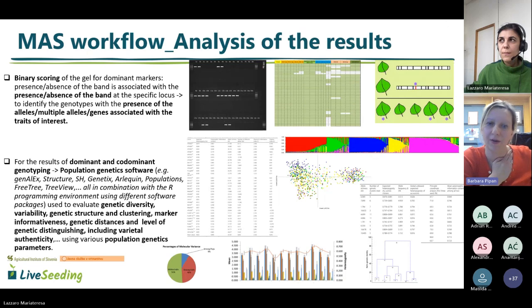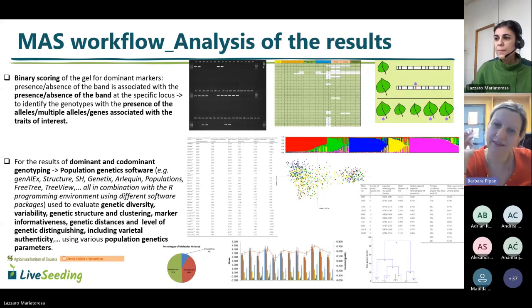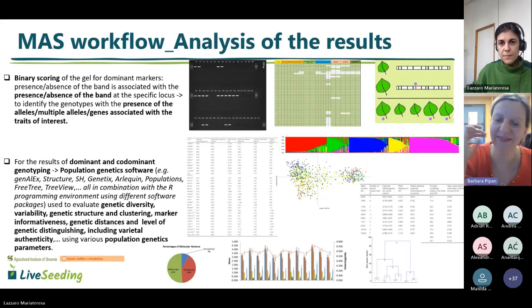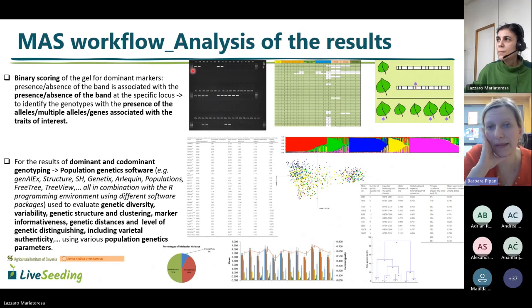Next slide, please. Okay, so now just a little bit more in detail about the analysis of the results. I would not go into the really fine details, but just to give an idea of how it looks. For the binary scoring, we look at the presence or absence of the band at the specific loci, meaning we identify the genotypes with the presence of the alleles or multiple alleles or the genes associated with the trait of interest.